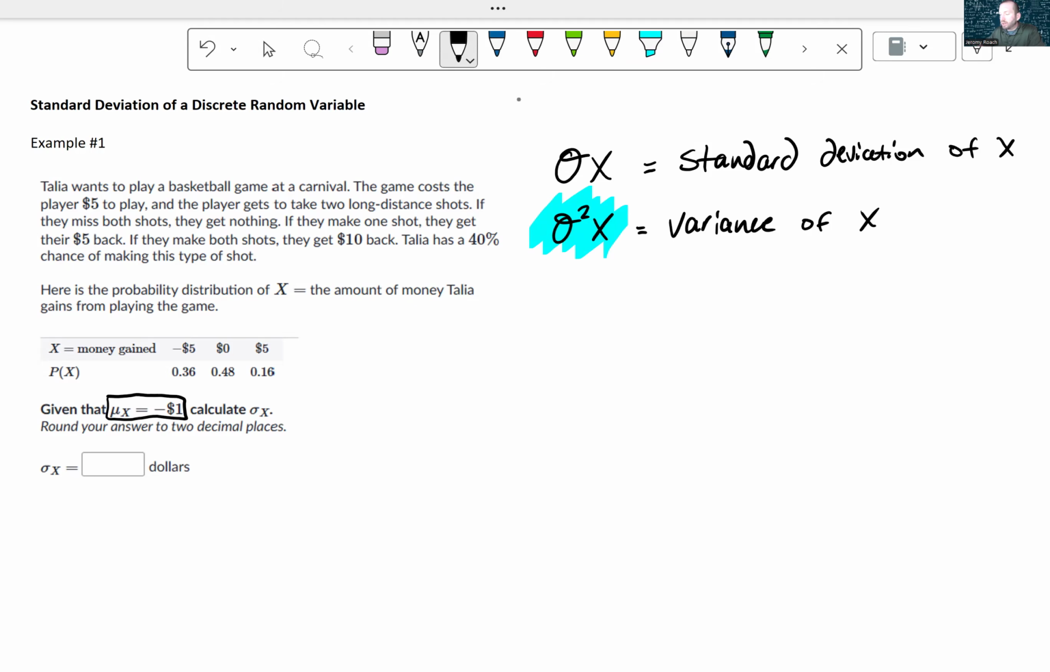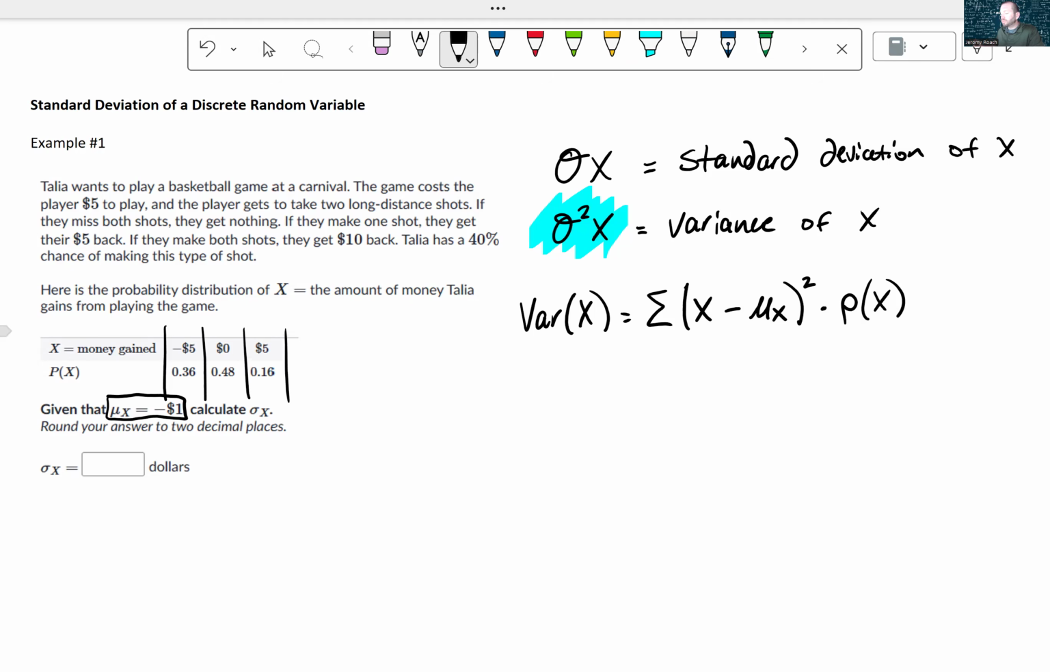The formula for variance in terms of probability is that the variance of X is equal to the sum of (X minus the expected value) squared times the probability of X. And it's the sum of, so we're going to repeat this formula and add each of the parts for all three of these sections in our table. So let's start by doing that.